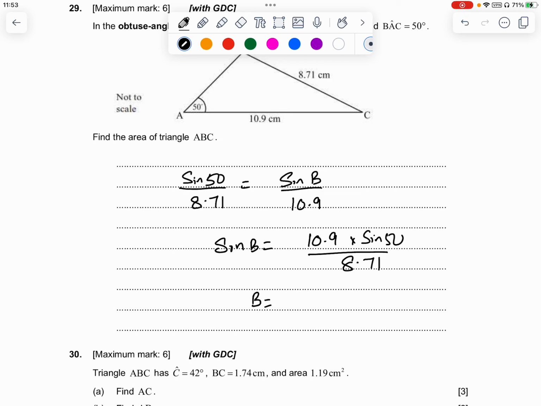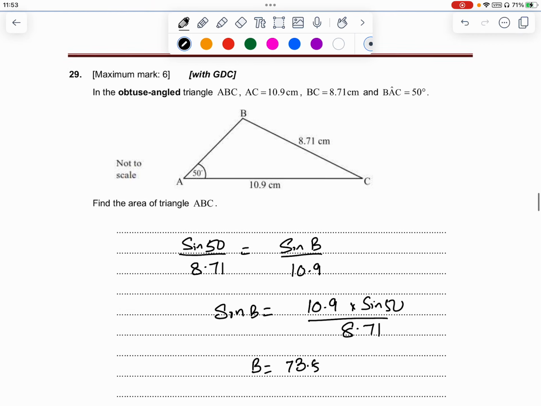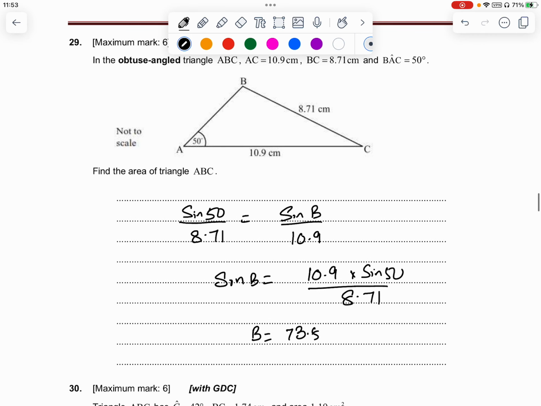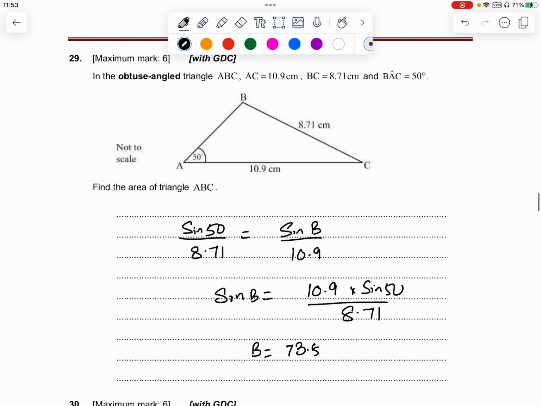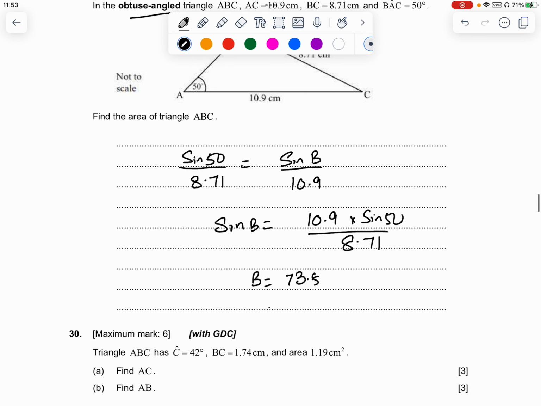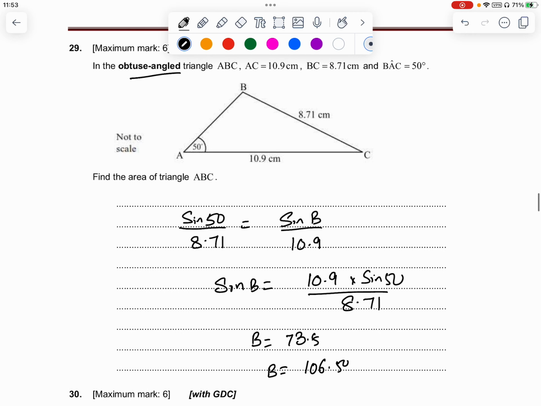Which gives me B value as 73.5. But he says that it is an obtuse angle. So the B value should be nothing but what? 180 minus the answer, which should be giving me 106.5. So therefore, area of the triangle will be 1 upon 2 times 10.9 times 8.71 times sine C.